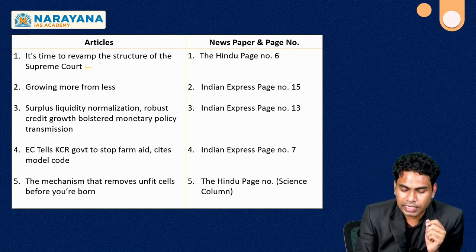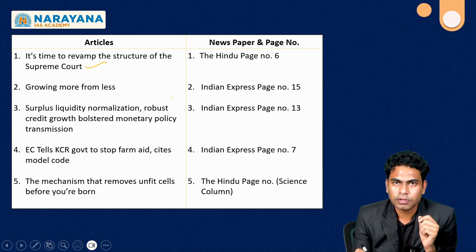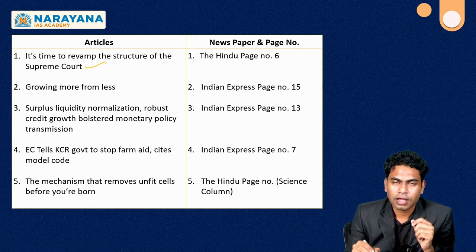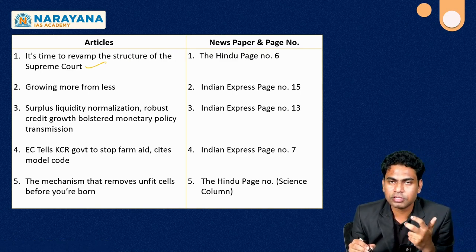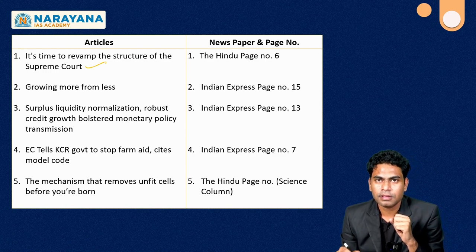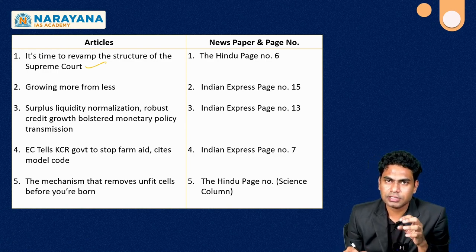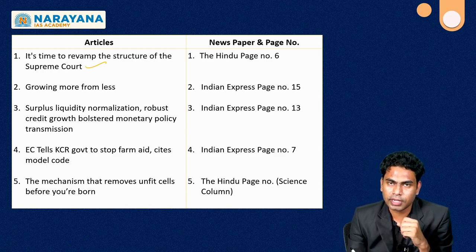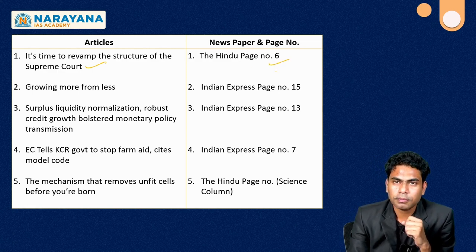Firstly, it's time to revamp the structure of the Supreme Court, in which we look into how we could revamp the structure of the Supreme Court to see that the adjudication of constitutional and non-constitutional cases is done in an efficient as well as objective manner. It is from the Hindu, page number 6.